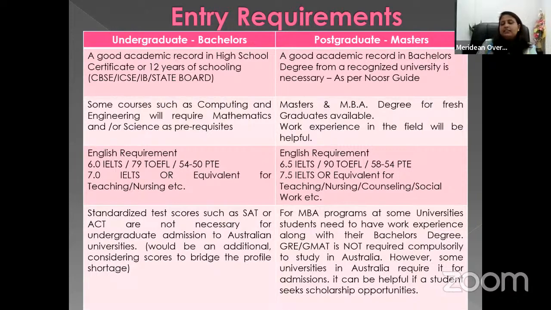Now, IELTS, the English requirement. The English requirement is an important aspect. IELTS for undergrads is overall 6, no band less than 6. We no longer accept TOEFL as of now. PTE is overall 54, no band less than 50. And if students want to go for nursing, teaching, social work, these kinds of programs, at that point of time we are looking for an English requirement at a higher end, that would be 7 overall, no band less than 6.5.